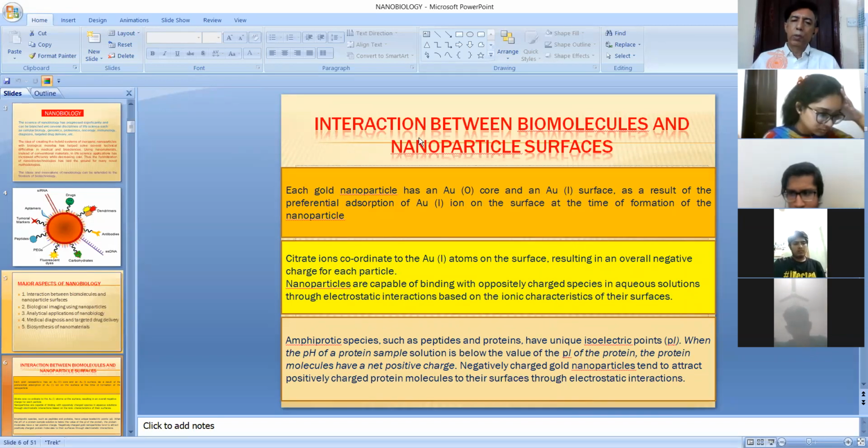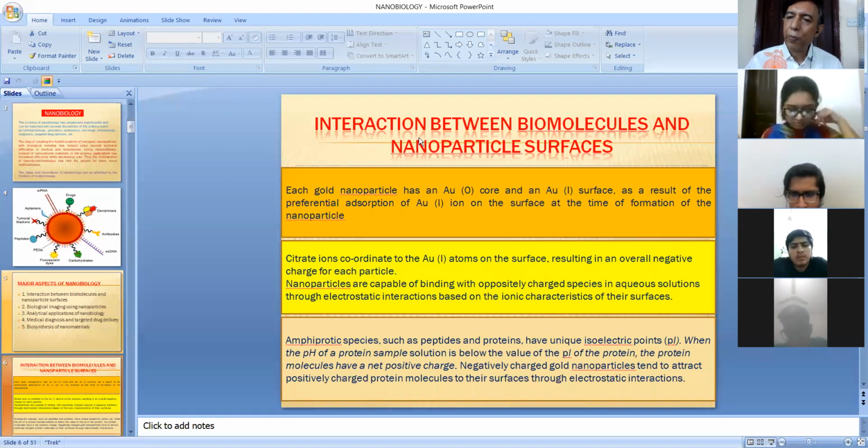Now, the proteins, say for example, a biological molecule, the protein has a unique property which is known as isoelectric point. Do you know what it is? Isoelectric point. Have you studied protein in 4th year? Did you read protein in 4th year? Yes, sir. Didn't you study isoelectric point there?